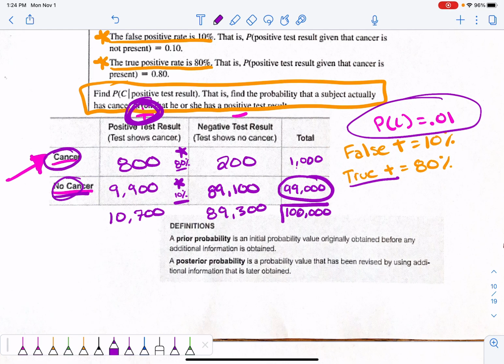So I hope that kind of made sense. Your false positive and true positive rate is going to tell you what percentage you take of these total numbers, okay?